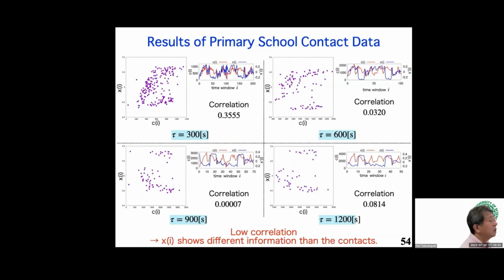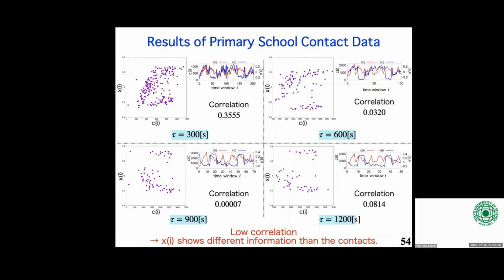So we plot the correlation diagrams between the time series of the number of contacts, C of i, this is the red time series, and the time series obtained from the CMDS, X of i, this is the blue line. The horizontal axis of the correlation diagrams is the number of contacts, the red time series, and the vertical axis is the time series obtained by applying the CMDS to the distance matrix. This is the blue time series.